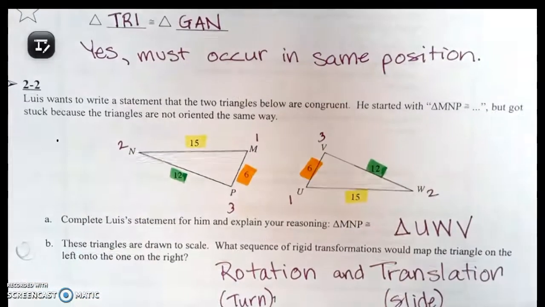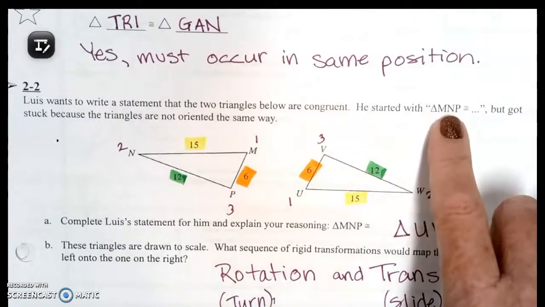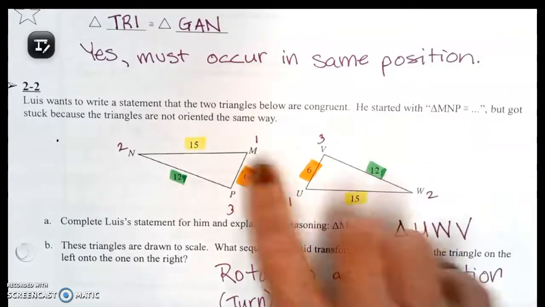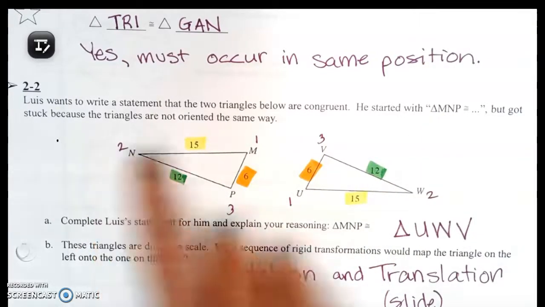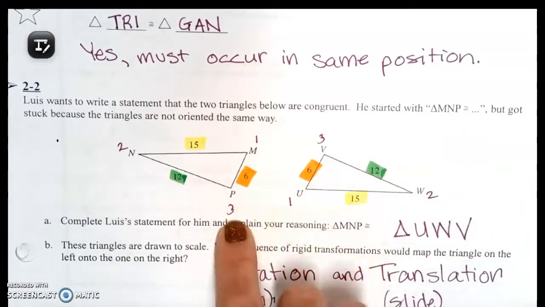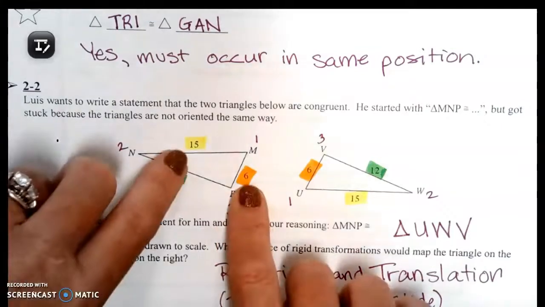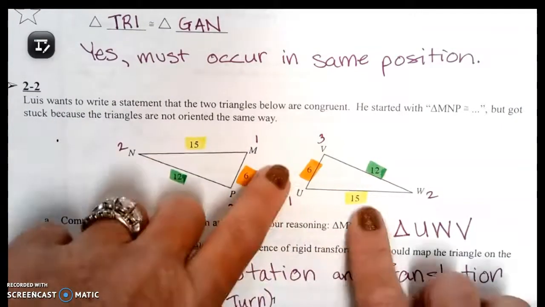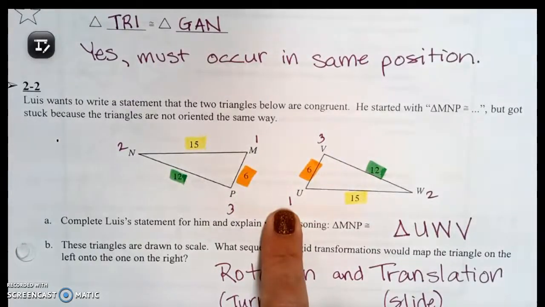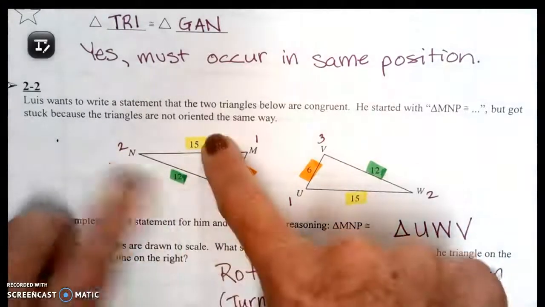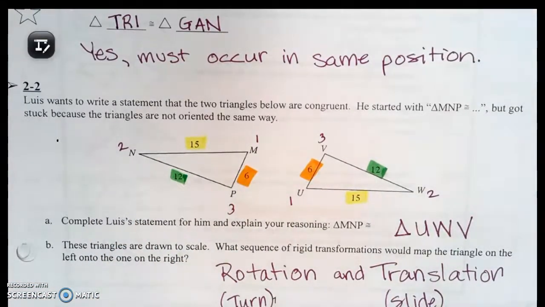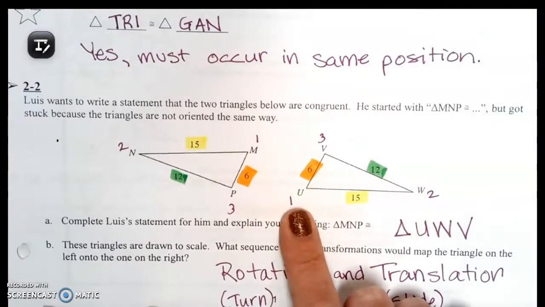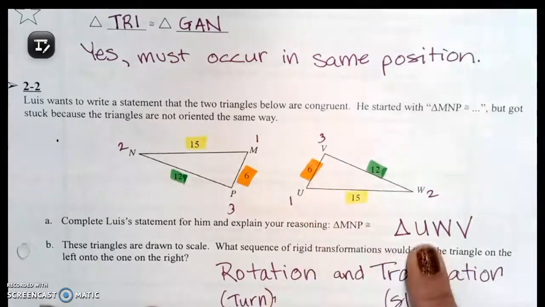Okay? Then I followed the order that they used, right? They used M, so I put a 1. Then they used N, so I put a 2. And then they used P, so I put a 3. Okay? Then I had to match up the same angles. So the first one should be between orange and yellow. So here's orange and yellow, I put a 1. The second one was between yellow and green. Here's yellow and green, so I put a 2. The third angle has to be the third one, right? So I knew it must be U, W, V. So that's what I put for A.